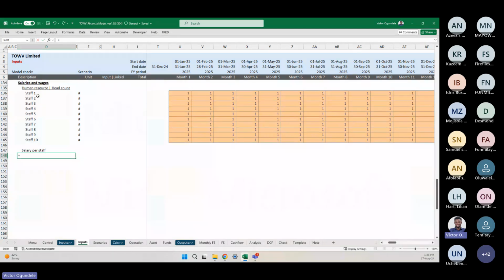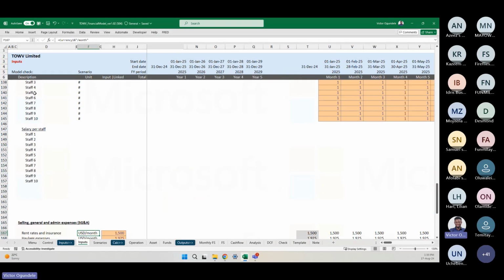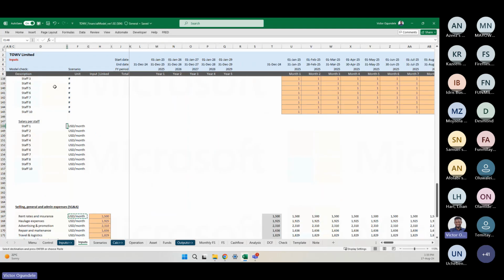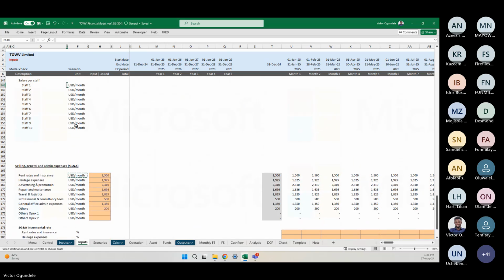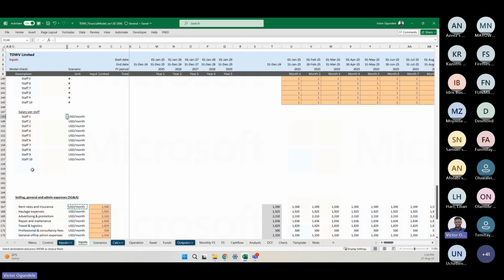We have the same. So just to link that, that will also be our USD per month. That will be USD per month. Okay, so below it, let's call this salary incremental rates.